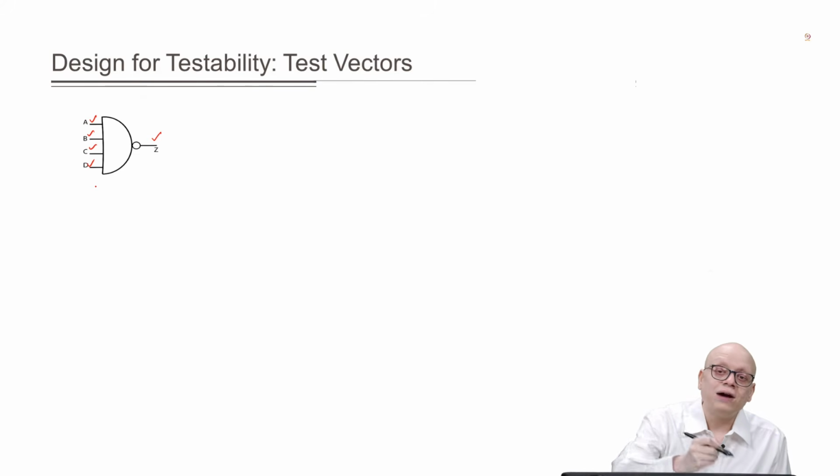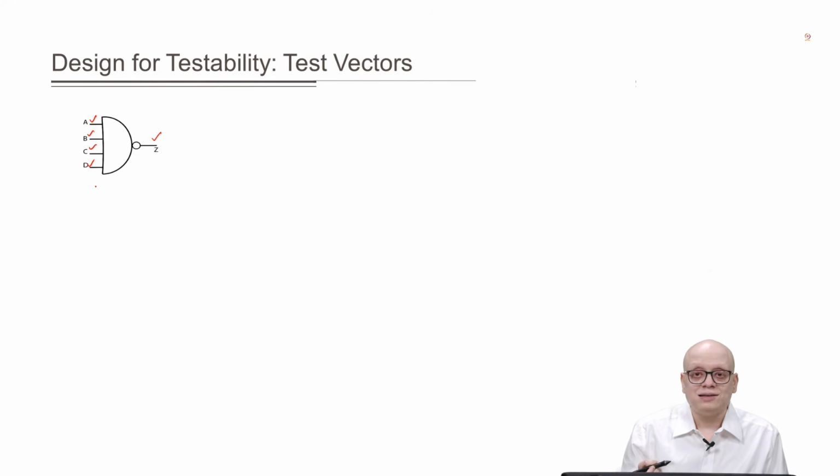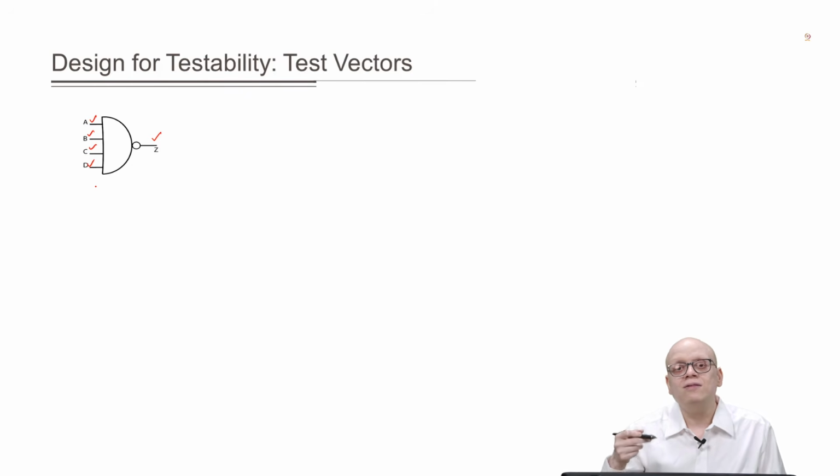Since there are 5 pins in this component, and each can have 2 types of faults, stuck at 0 and stuck at 1, we have 2 into 5, that is 10 stuck at faults that need to be detected. Now, let us derive the test patterns for detecting all these 10 stuck at faults.